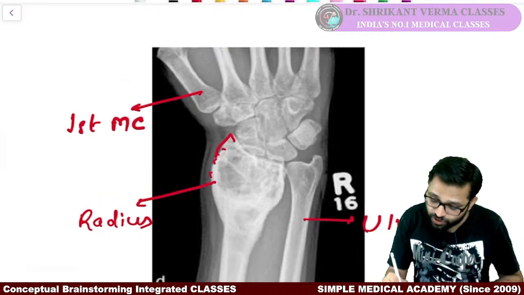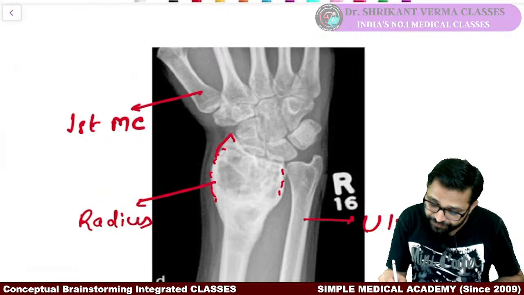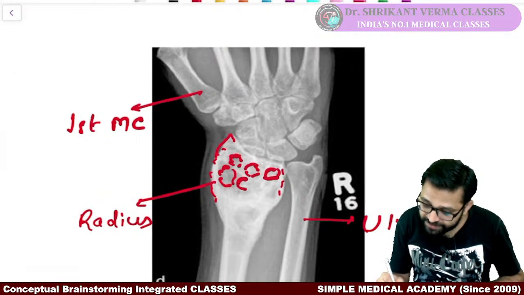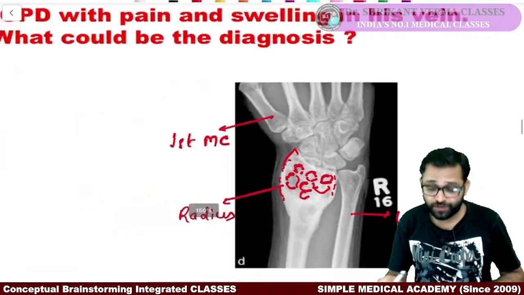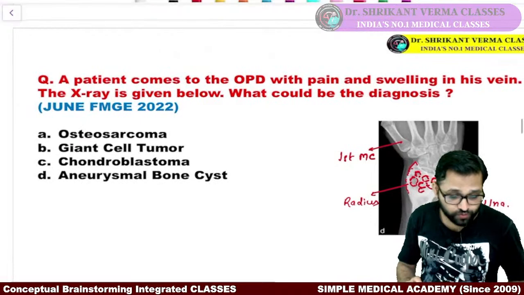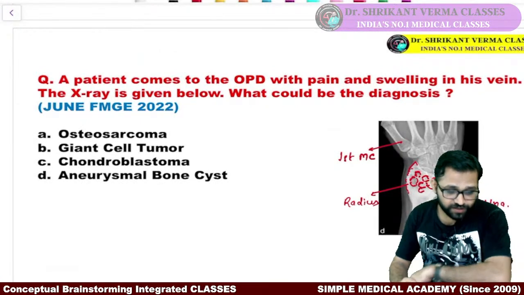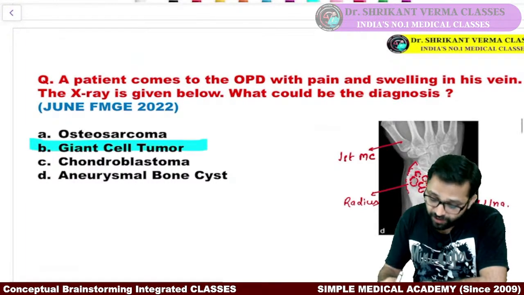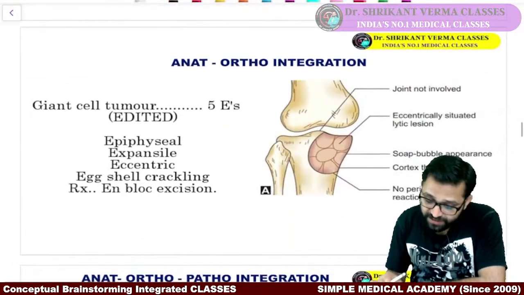You can see there is swelling in the radius, and you can observe there is a bubble-like appearance. This is the soap bubble appearance which is found in, tell me, this is the ortho question. Yes, Devanjan, you are correct. Preeti Rani, you are also correct. This is your giant cell tumor. Now see here, this is the giant cell tumor.